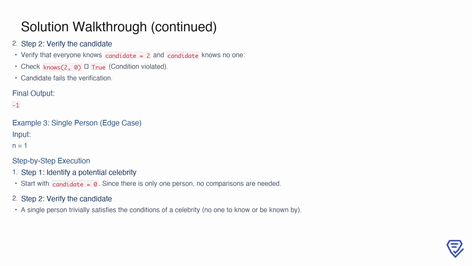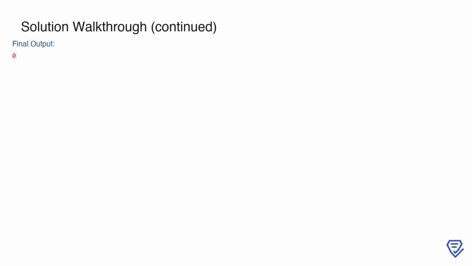Additionally, this example highlights how the algorithm handles cases where the relationships form a cycle. Finally, consider the edge case where there is only a single person, n equals 1. In this scenario, the algorithm begins by identifying the sole individual, person 0, as the candidate. Since there are no other people at the party, no comparisons are required. During the verification step, the conditions for a celebrity are trivially satisfied, as there is no one for person 0 to know or be known by. Therefore, the final output in this case is 0, confirming that the single person is the celebrity.